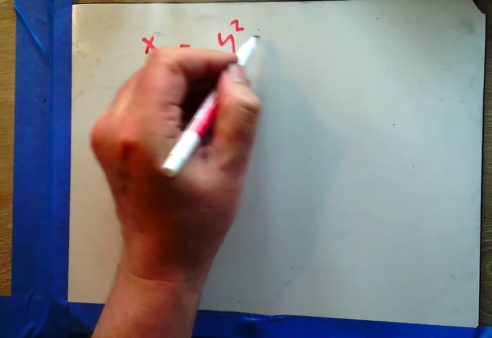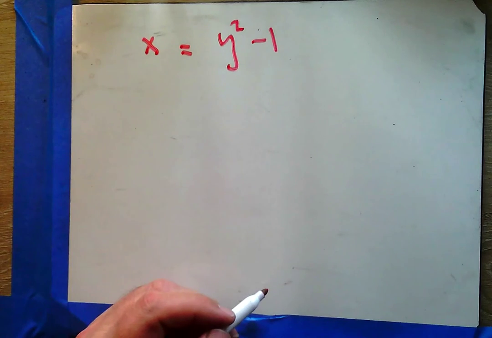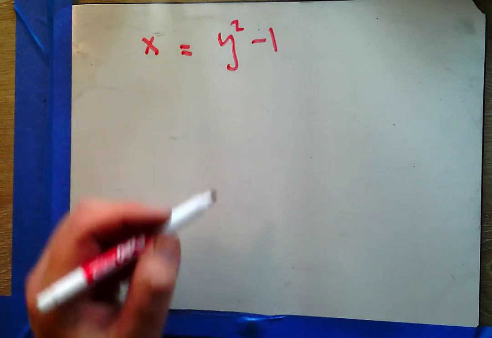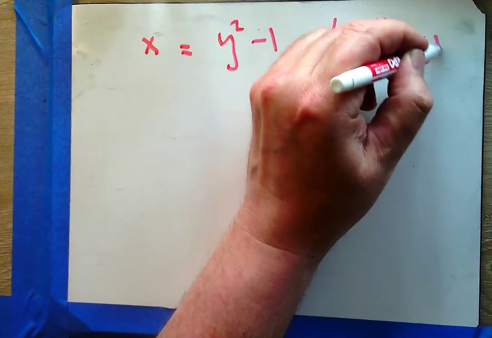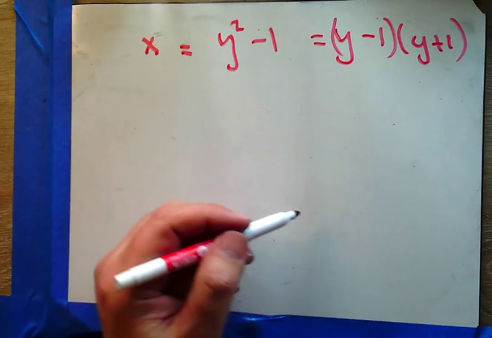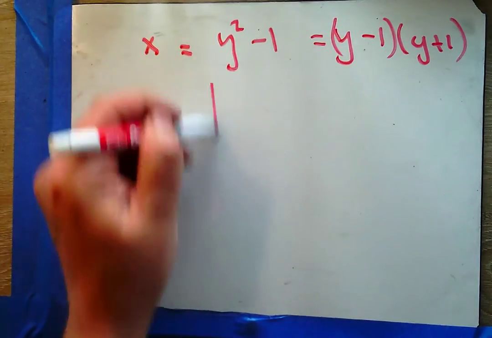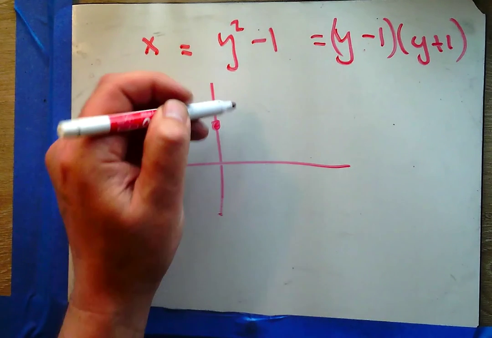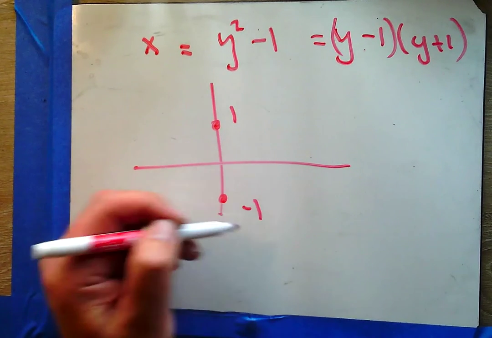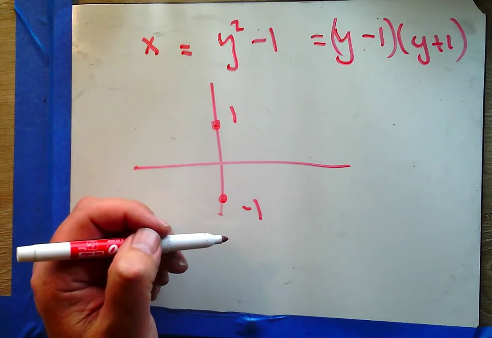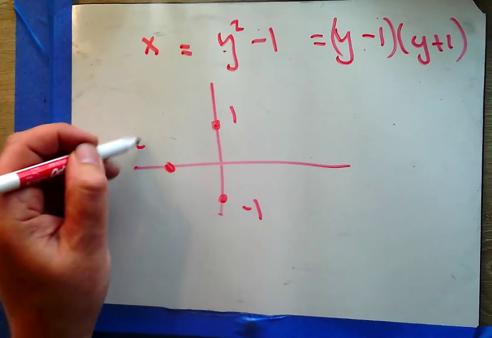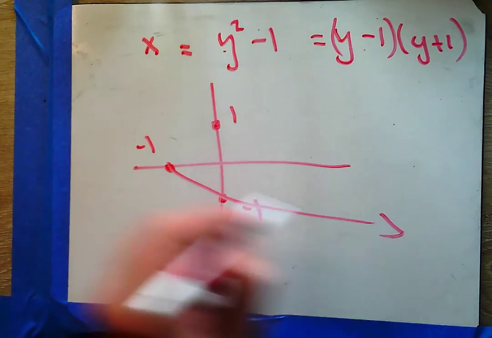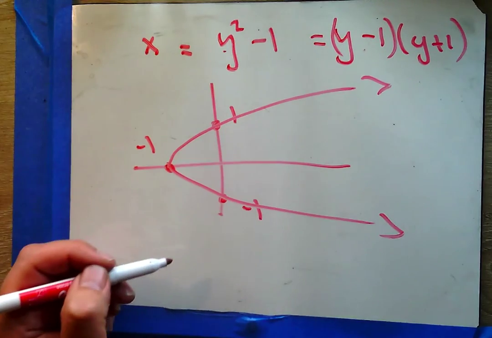All right, how about these non-functions that you should be able to graph? How do we graph this one? You know, it does factor as y minus 1, y plus 1. And so we can find some y-intercepts by setting each of these equal to 0. I have a y-intercept of 1, a y-intercept of -1. What else can I say? Well, if I put in a y value of 0, then x equals -1. So this is my graph.